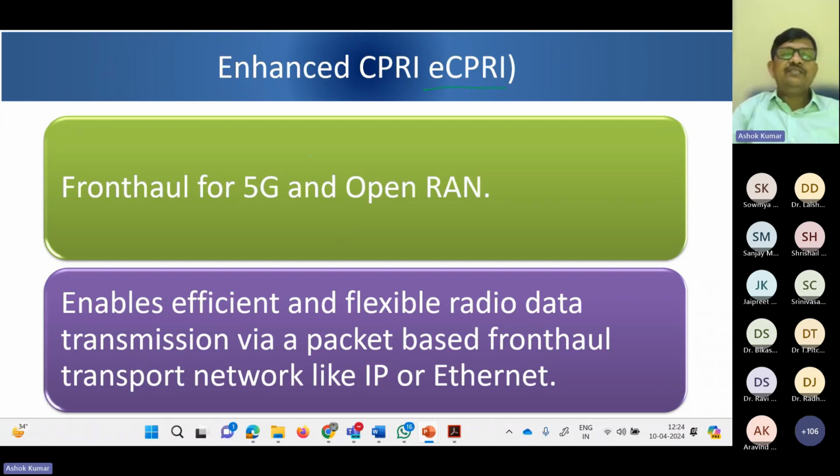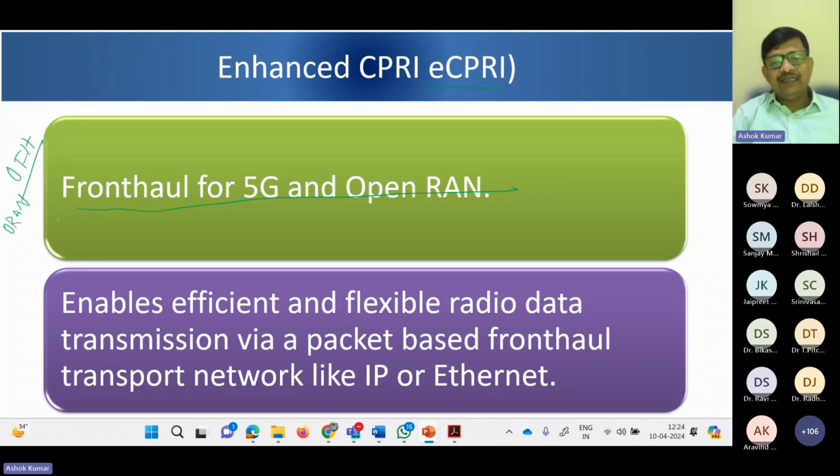So eCPRI is the fronthaul of 5G and Open RAN. Basically fronthaul, open fronthaul, we call it OFH. This is nothing but eCPRI, defined by the O-RAN Alliance. This is not defined by 3GPP. This is defined by the O-RAN Alliance.